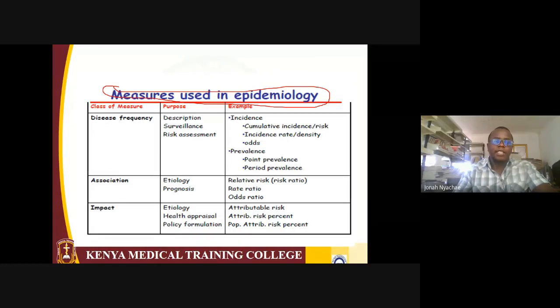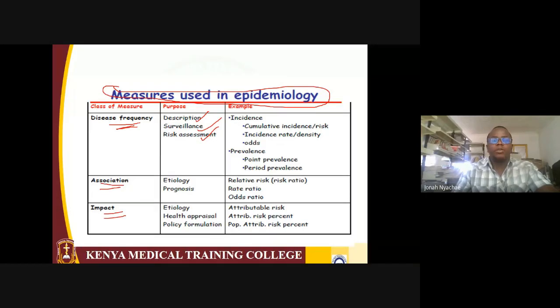And the first measure, as we talked about in our definition, is frequency. We have already seen association when it comes to analytical studies, and we also have impact. So you'll find some studies where a person has written impact. So in disease frequency, the purpose is description, surveillance, and risk assessment.